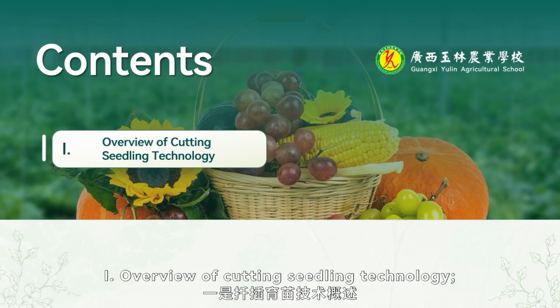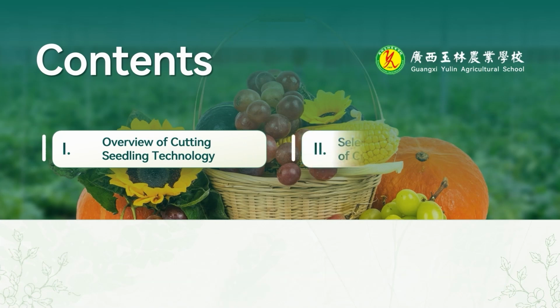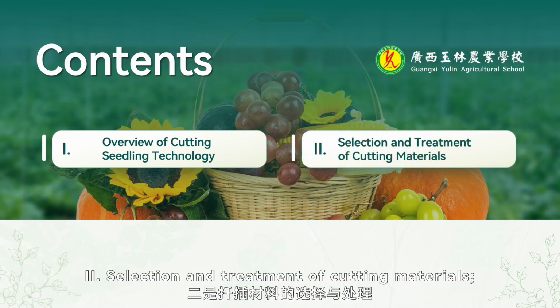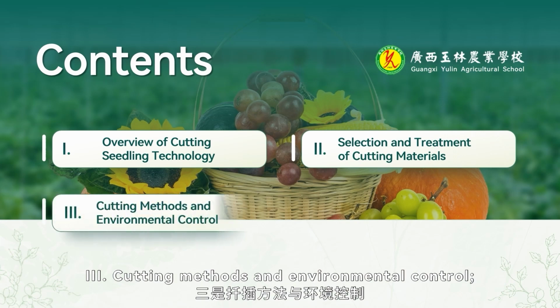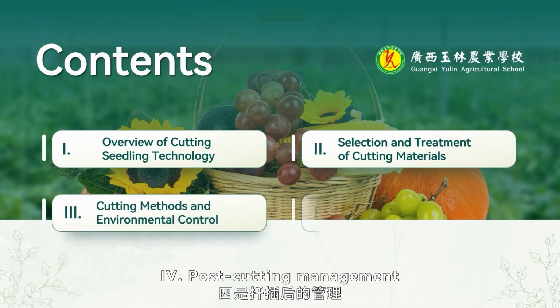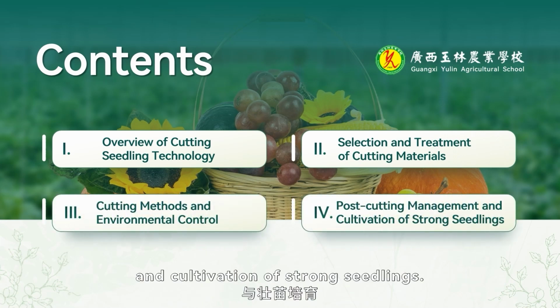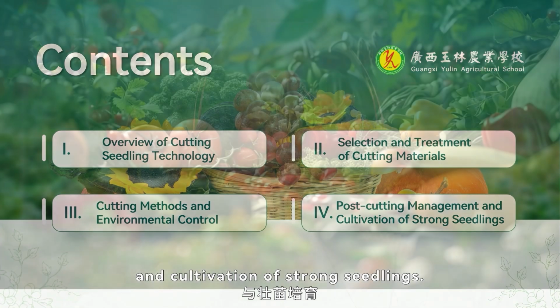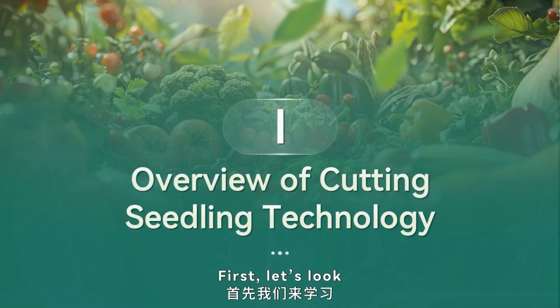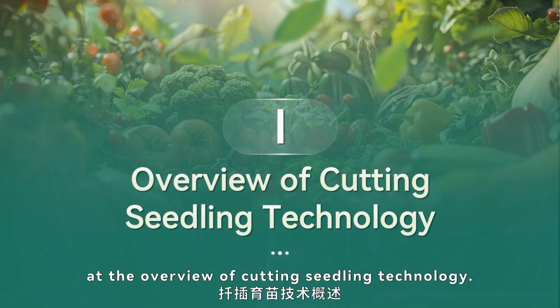1. Overview of cutting seedling technology. 2. Selection and treatment of cutting materials. 3. Cutting methods and environmental control. 4. Post-cutting management and cultivation of strong seedlings. First, let's look at the overview of cutting seedling technology.